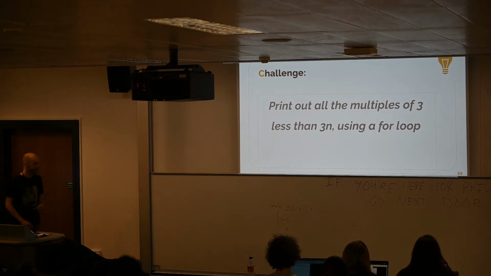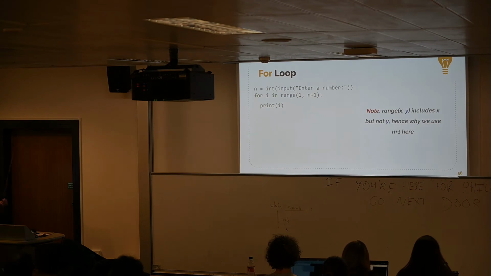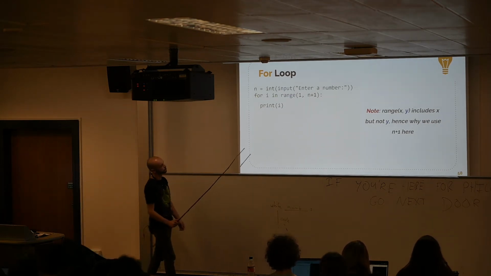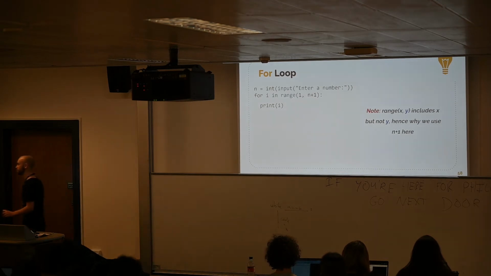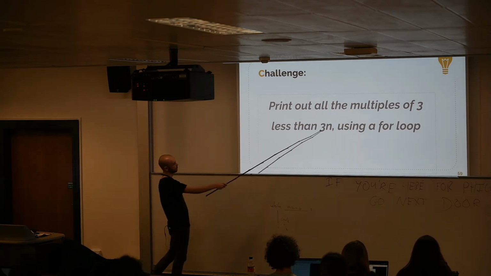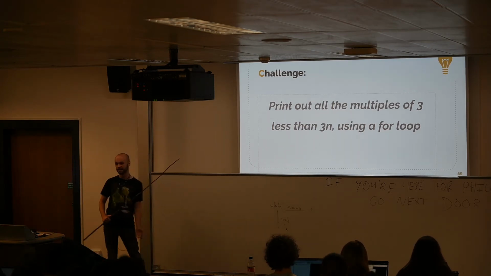So your challenge is to use a for loop. I'll remind you of the structure of that. It looks like this: for i in range, and then a number and then a number. And we want to print all the multiples of 3 less than 3n. So it's ever so slightly different than before, because now we give n, we times it by 3.